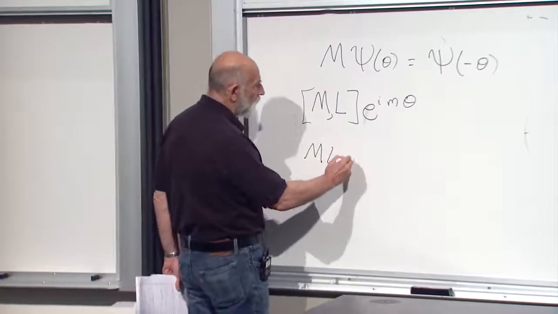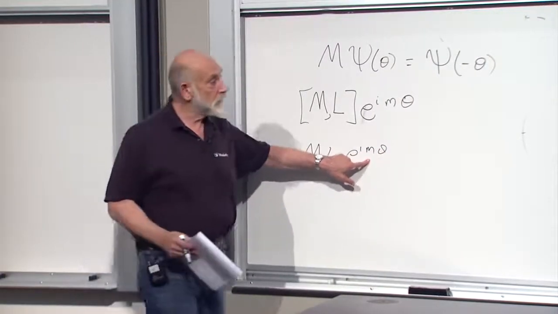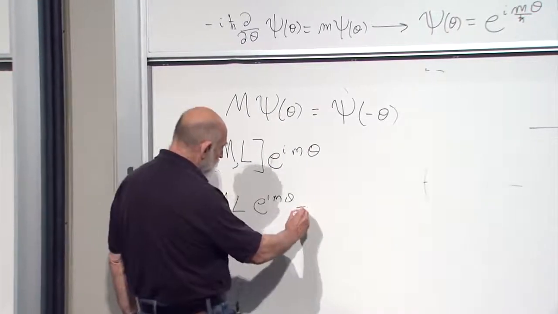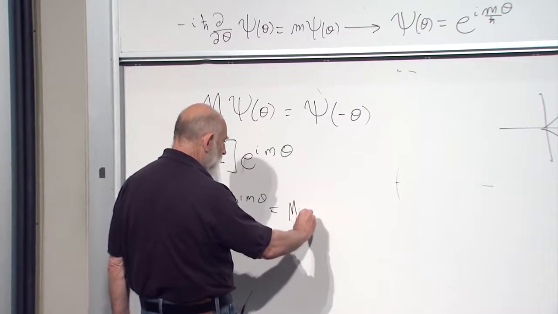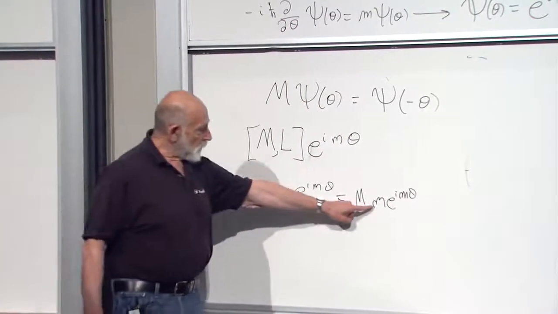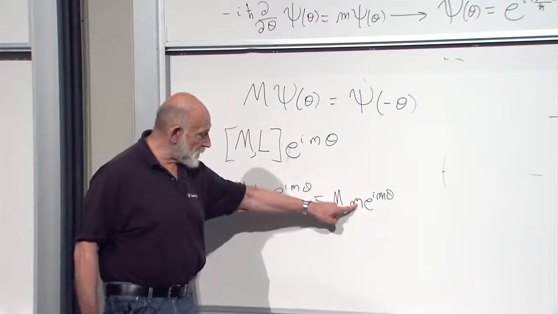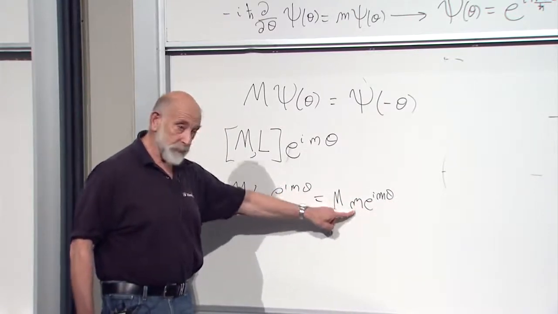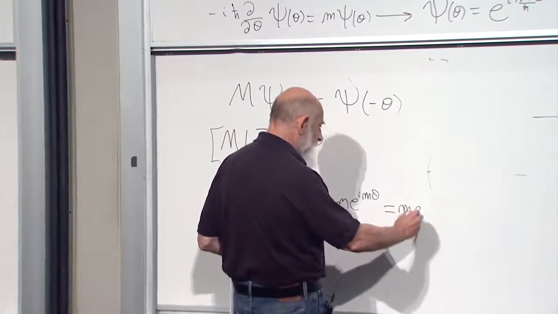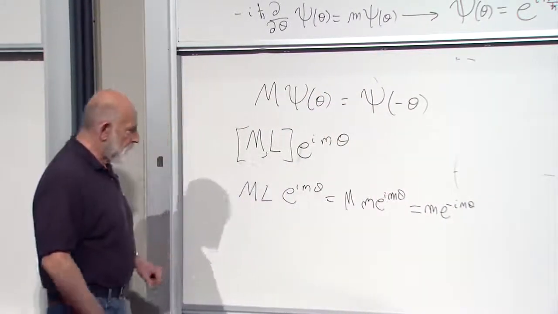Let's first do M L e to the i m theta. What does L do when it hits e to the i m theta? It brings an m down. Right, it just brings an m down. So this gives us M times little m e to the i m theta. And what does capital M do when it hits e to the i m theta? It just changes the sign of theta. Incidentally, since little m is just a number, it doesn't matter which order big M and little m appear. And so this is just equal to little m times e to the minus i m theta. The big M just reflected theta.